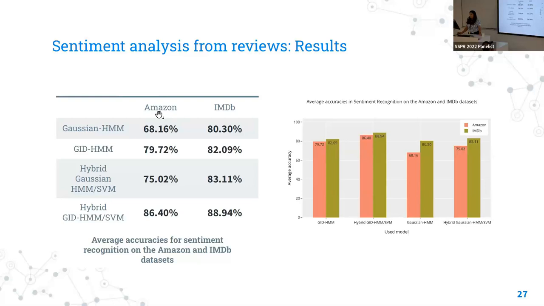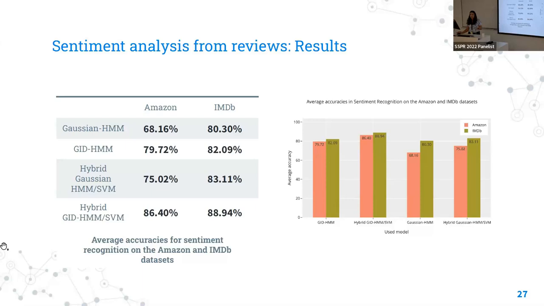The main results that we got by comparison to state-of-the-art methods that we have already tested as well that are publicly available, we have come to the conclusion that the hybrid method always performs better than the sole generative method. So this is the first win. The first win is that when we use support vector machine along with the generative method, it enhances the sentiment recognition accuracy. And there's another win: we showed that the generalized inverted Dirichlet distribution performed better than the Gaussian mixture distribution.